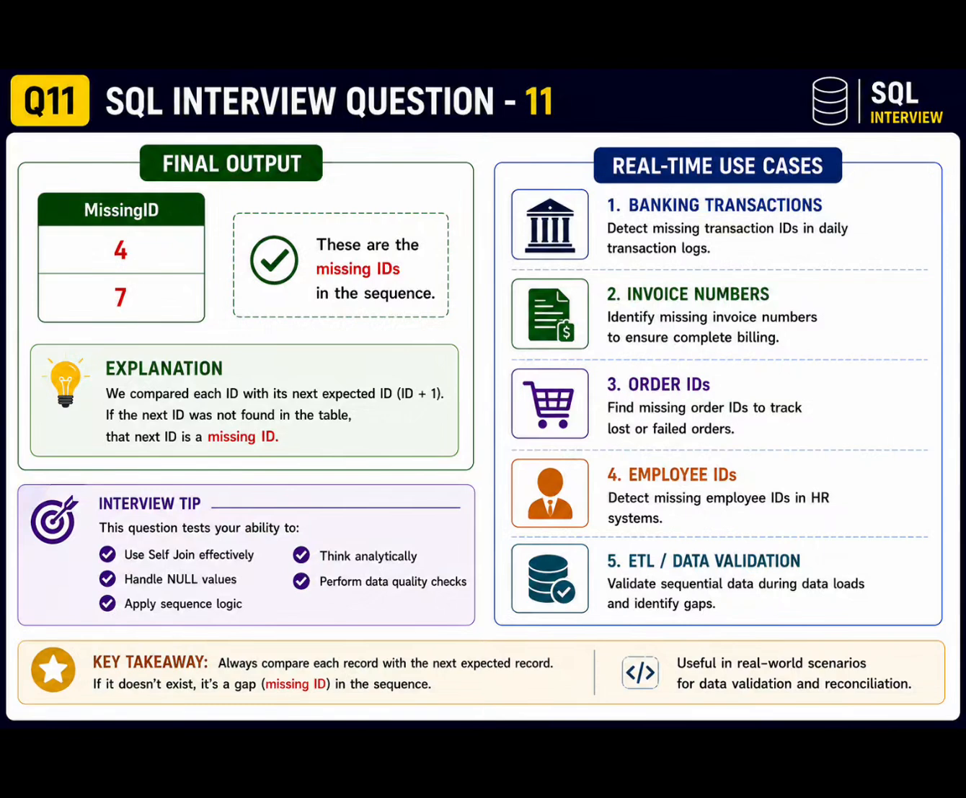I can say an interview tip: if the question is asked in an interview, mention these keywords: self join, left join, null handling, sequence validation, data quality checks. These keywords show real project experience. Easy way to remember: take the current ID, generate the next expected ID. If not found, it becomes null. Null means missing ID. Hope you understand how to find missing IDs in a sequence using SQL. This is a very common real-time interview question used in ETL, banking and data engineering projects.